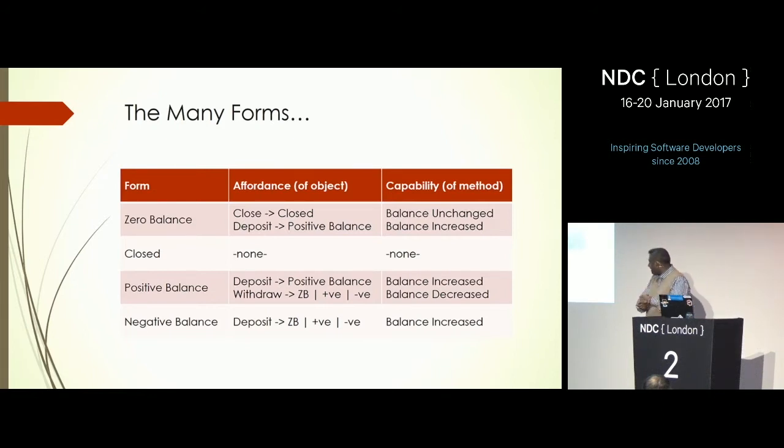So let's rewrite the thing as a table, and you can see that there's a form of the object that is in 0 balance. When it's in 0 balance, I can close the account, at which point the balance stays unchanged.